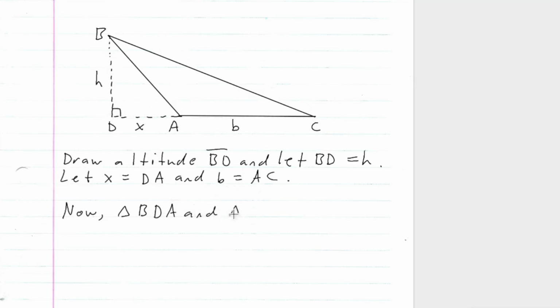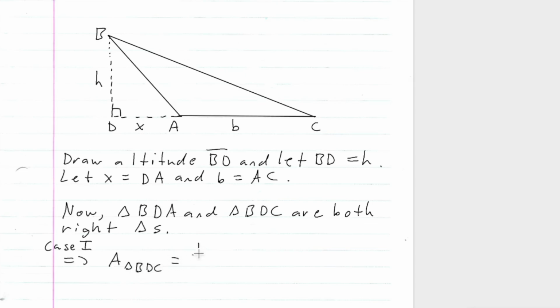So these are both right triangles. So since they're both right triangles, this implies by case 1 that the area of triangle BDC, I guess we'll do BDC first, is equal to 1/2. So the base in BDC is going to be X plus B. And then, of course, the height is H.